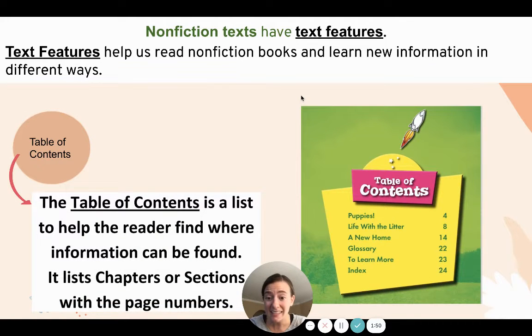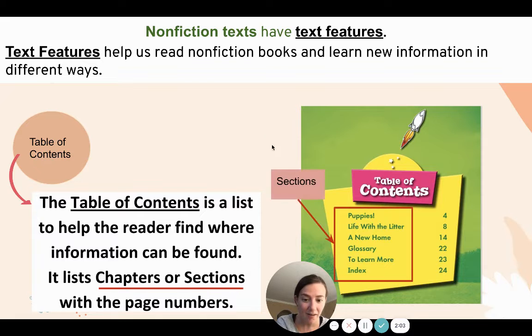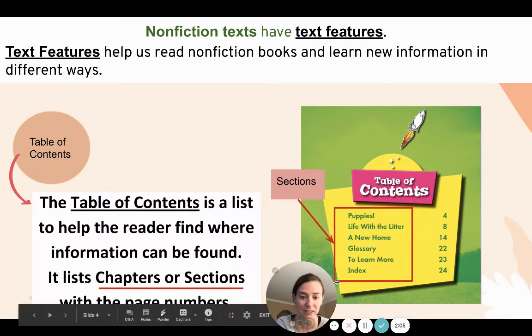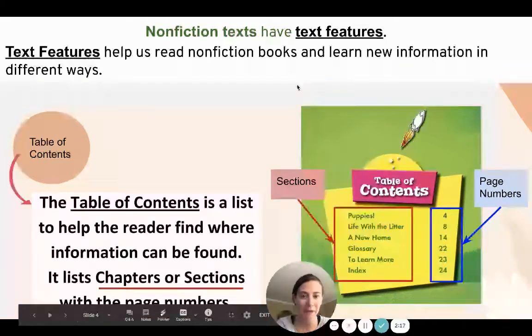Well, friends, a table of contents is a list to help a reader find where information can be found in the book. It lists out chapters or sections. Let's see where those could be. Right here. Here are the sections. And it lists it with page numbers. Can you see the page numbers in the table of contents? Take a look. Yeah, those numbers are the page numbers.